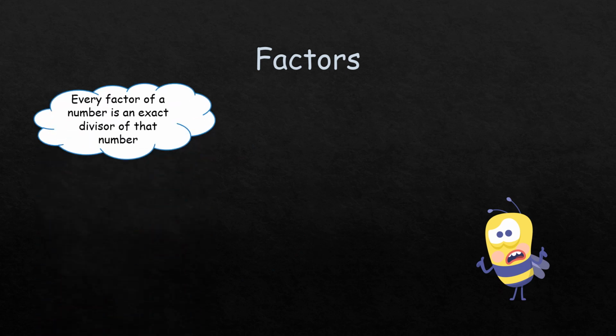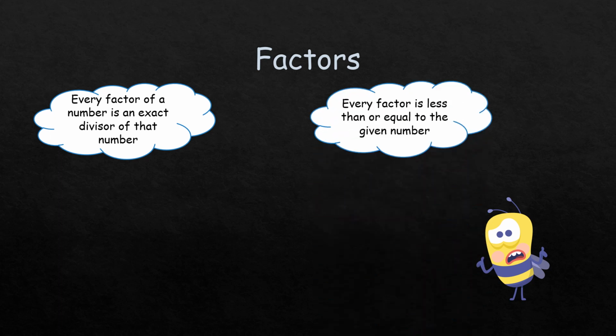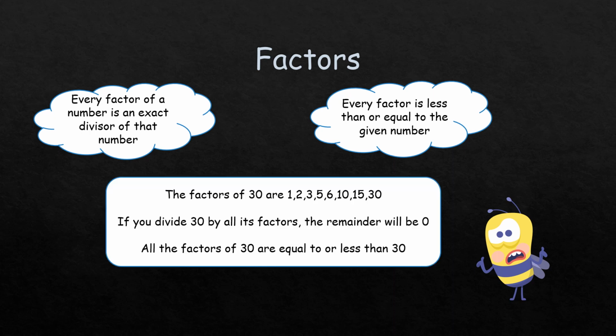Now for the next properties. So what did we see? Every factor of a number is an exact divisor of that number. Yes, I told you that. And now every factor is less than or equal to the given number. So when we wrote factors for 10, we did stop with 10. Did we write any number which is more than 10? No, you can never write a factor which is more than the given number.